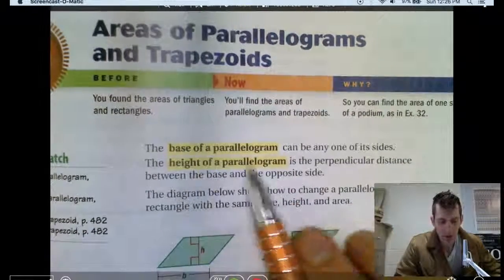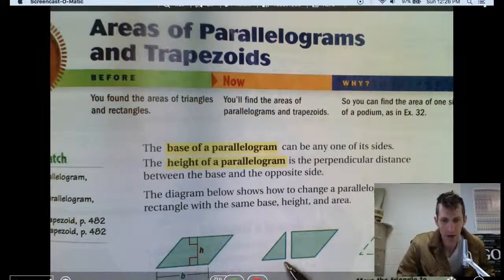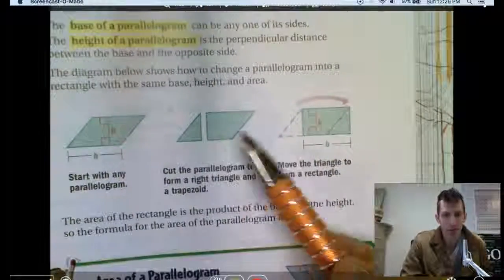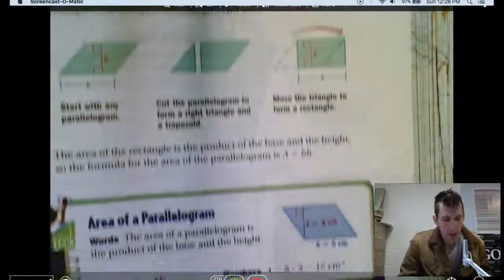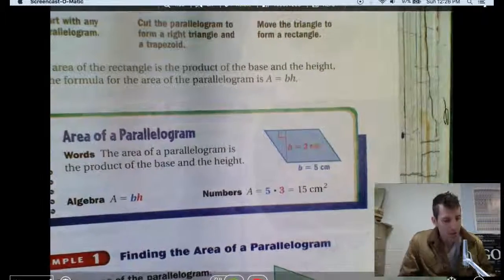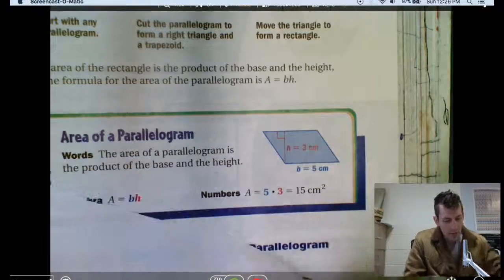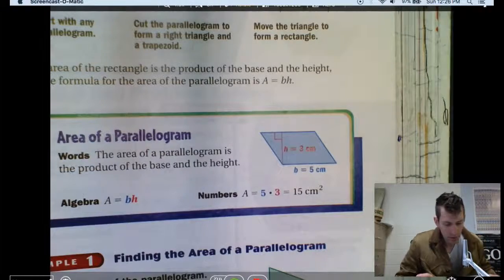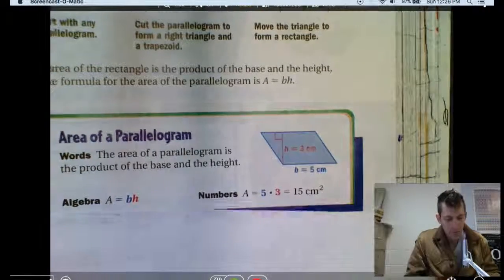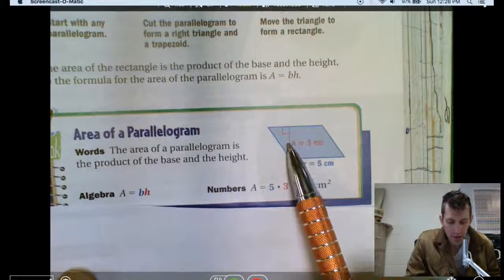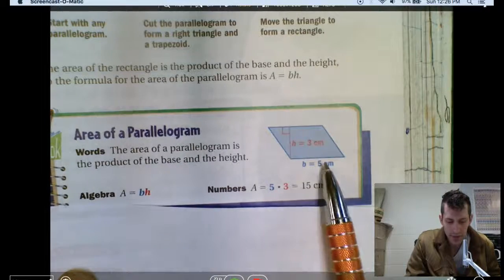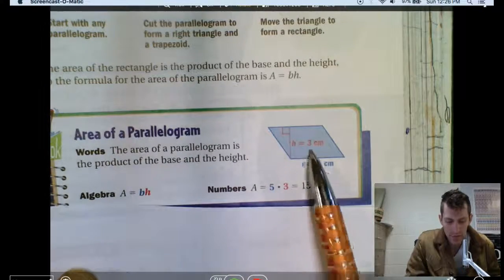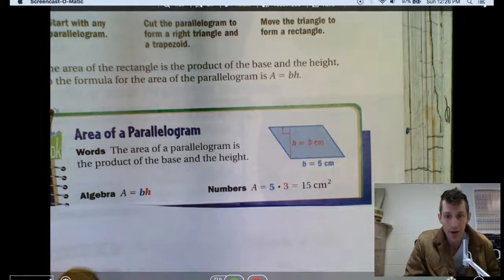So that's how that works, and then your book will tell you kind of in words what that looks like. Base of a parallelogram, height of a parallelogram, and they cut off the little triangle down here so you can see that trick, what I just did. And so there you have it. A very simple formula. Area equals base times height. Now what if I tell you, if the height is 3 and the base is 5, what's the area? 15. 3 times 5 is 15 centimeters squared.